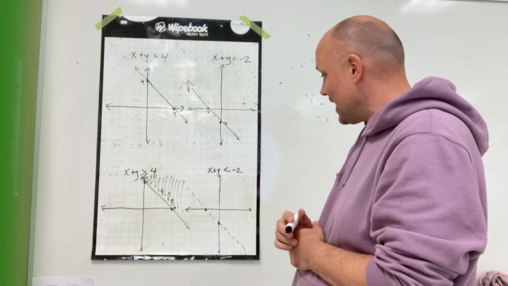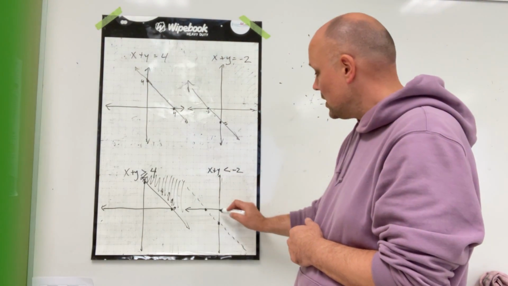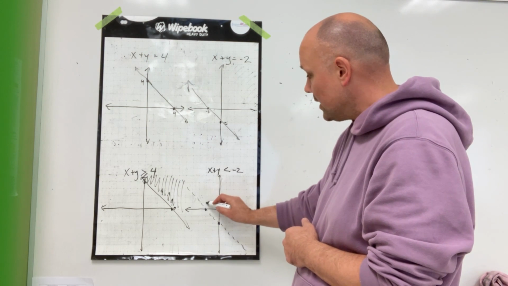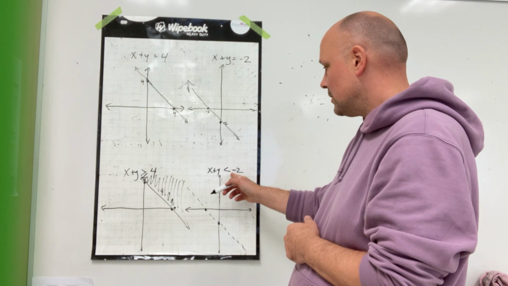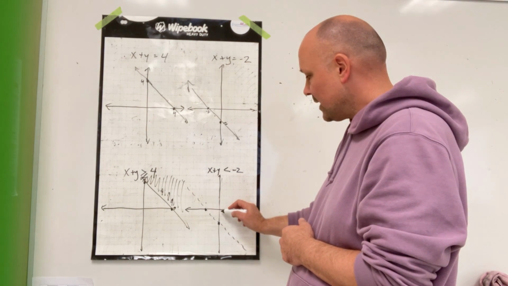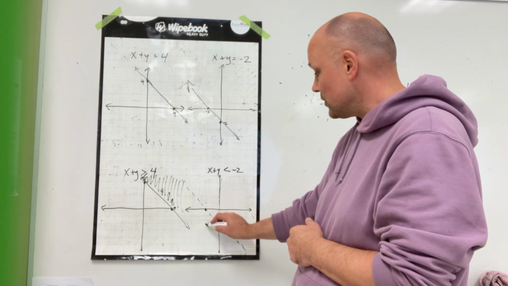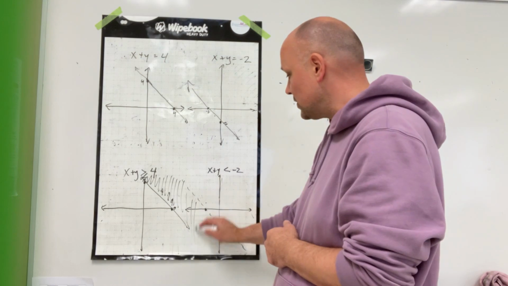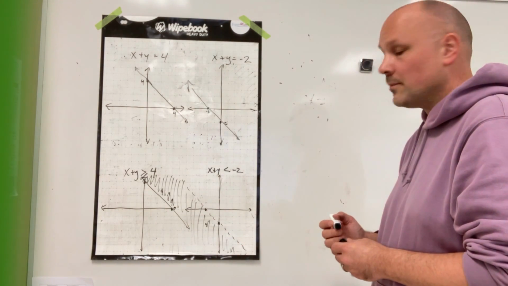And if I want less than negative 2, well, negative 2 and 0 add to negative 2. Negative 2 and 1 add to negative 1. That's greater than negative 2. So I don't want things up here. What about down here? Like negative 2 and negative 2 adds to negative 4. Negative 4 is less. So yes, I want that point. So that means I'm going to shade everything underneath my line.